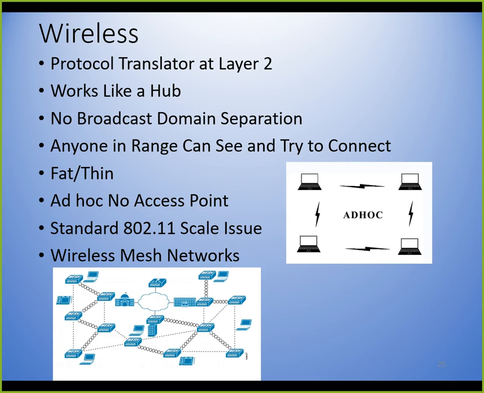A standard, the 802.11, has a scaling issue. There's a limited number of wireless devices. Wireless uses a collision avoidance media access control where the device sends a request to send and the access point sends a clear to send. So you have to get permission to send on these things. Mesh networks, and a mesh network is everything talks to everything else.